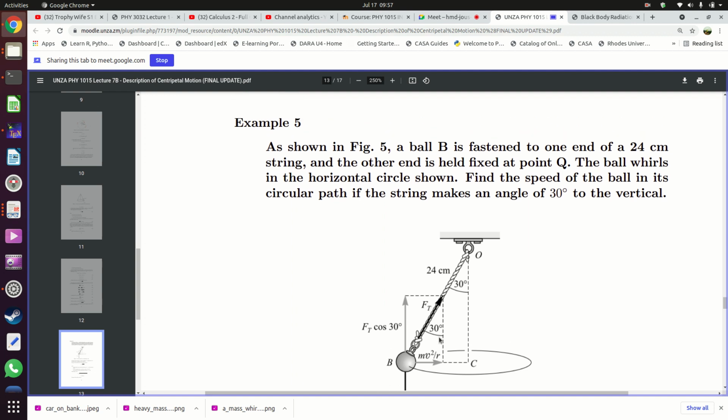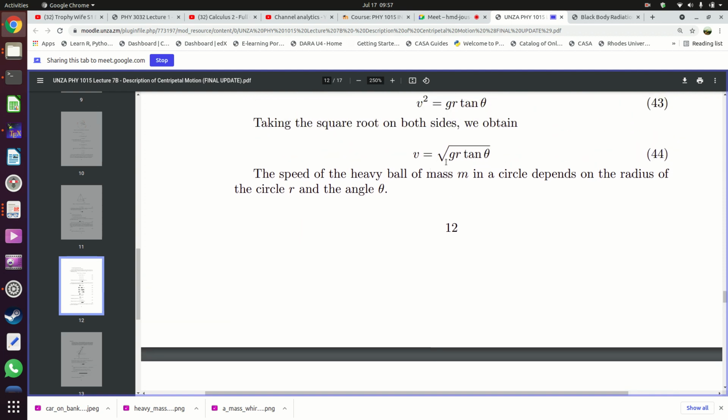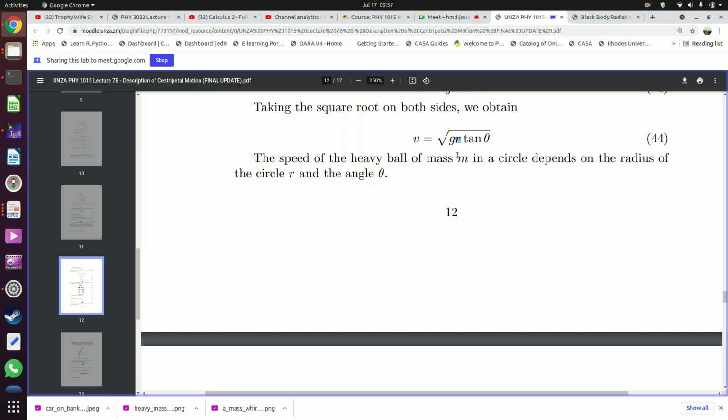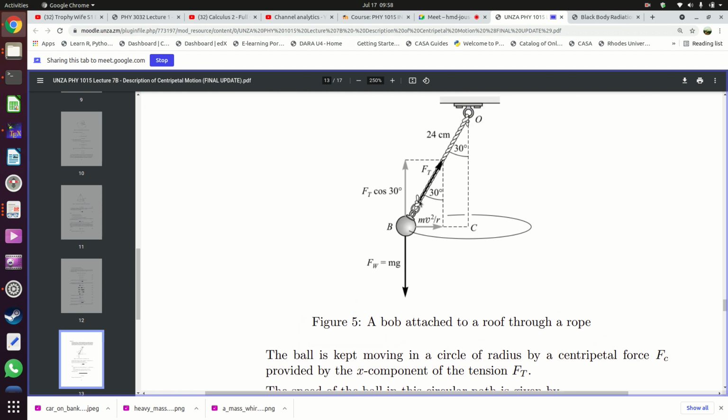So in our case, we know the expression to use to find the velocity. The velocity v is equal to the square root of gr tan theta. Our theta is 30, our g is known, and our r, this r is not the length of the string, but the radius of this circular path. Okay, that's the r we're talking about. Since the string has a length of 24 centimeters, we can find out r.